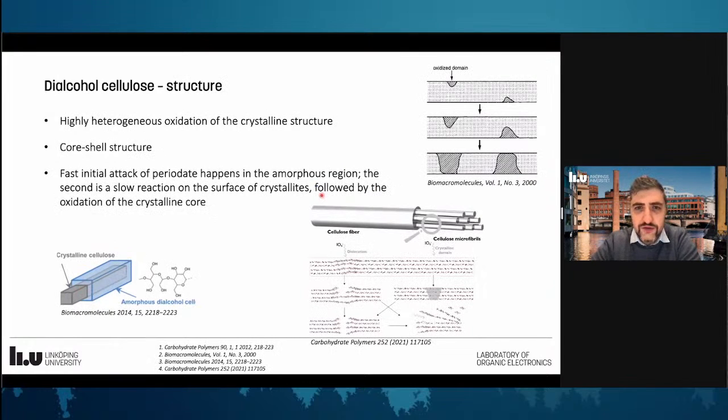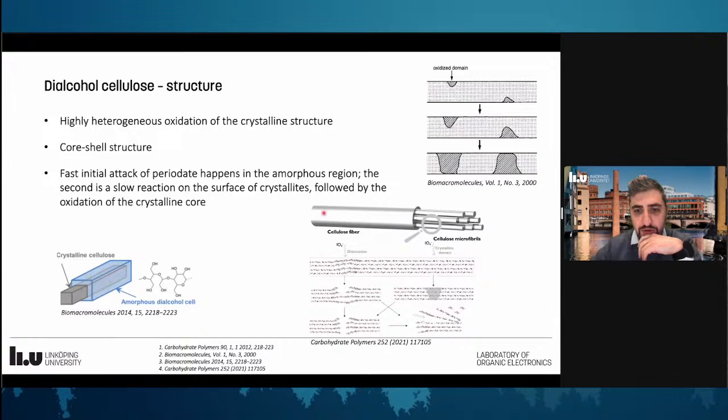There have been, I would say, at least two or three models that try to describe the structure of the dialcohol cellulose fibers. Here we have one of these models. According to them, the peroxide oxidation is a highly heterogeneous reaction, and it starts happening at one place at the crystal, and basically progresses as the fiber is oxidized. The second model is the so-called core-shell model, where we have unmodified crystalline cellulose, so native cellulose, in the middle, and a shell of amorphous dialcohol cellulose.